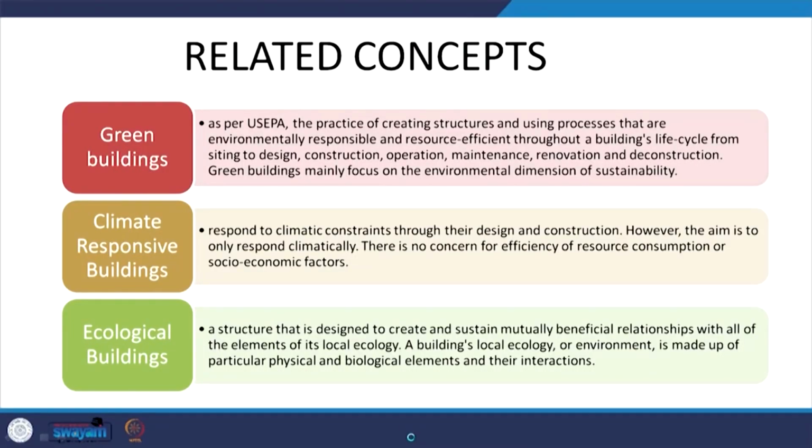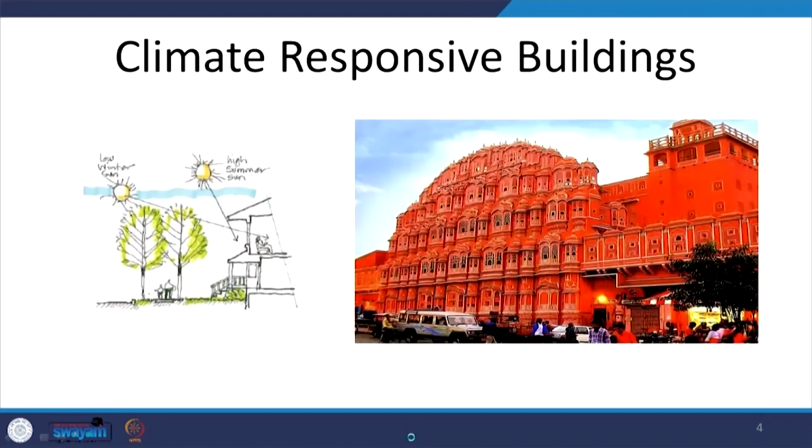Next one is ecological buildings. Now, these buildings are structures that are designed to create and sustain mutually beneficial relationships with all of the elements of its local ecology. So, the building's local ecology or environment is made up of particular physical and biological elements and their interactions. Now, these definitions will be more clear when we look at these examples.